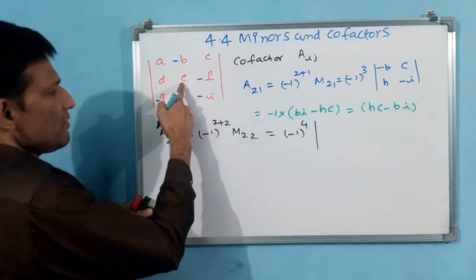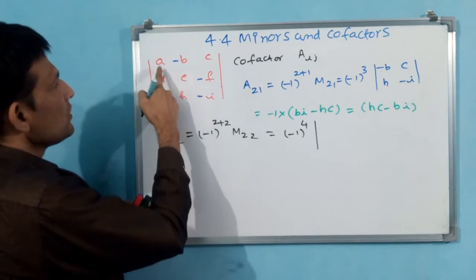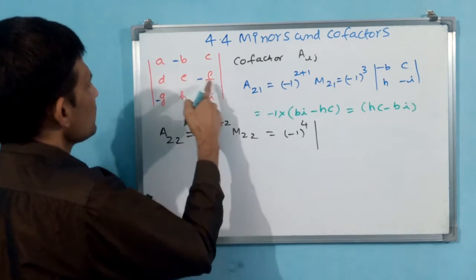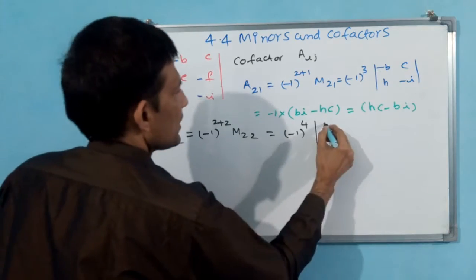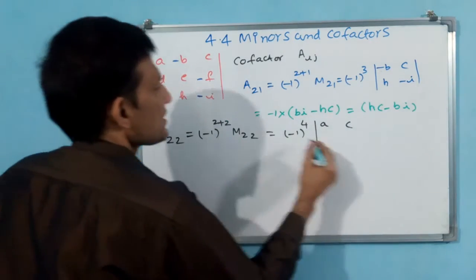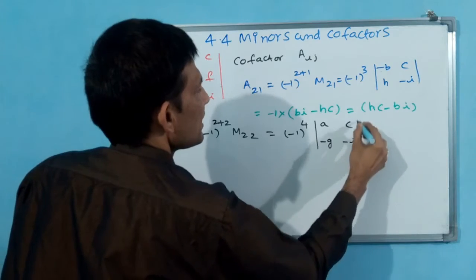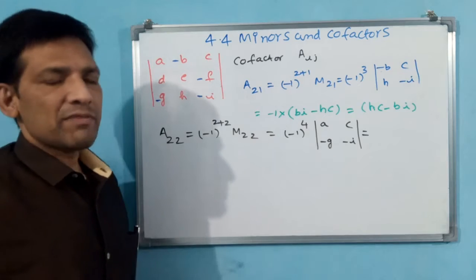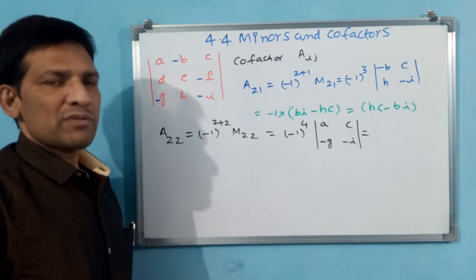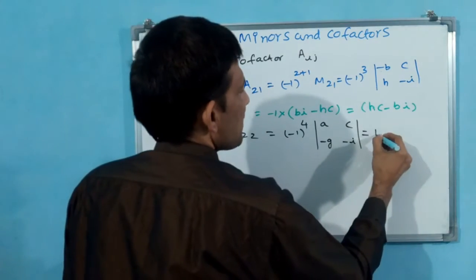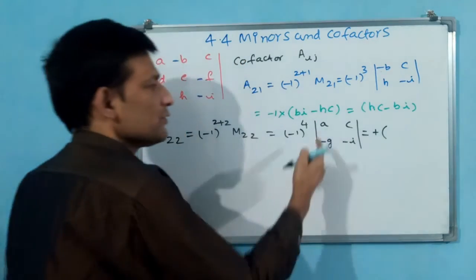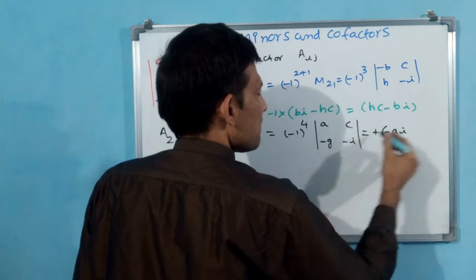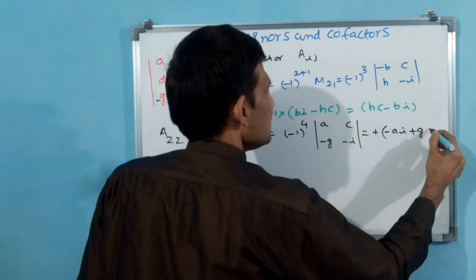M22 means what? See, for E, M22 is AC minus GI. Why? Because this row and column will go, leaving A, C, G, I. That is equal to minus 1 whole power 4, which means positive only. Then you see minus AI, minus of minus GC is plus GC. Is it okay?